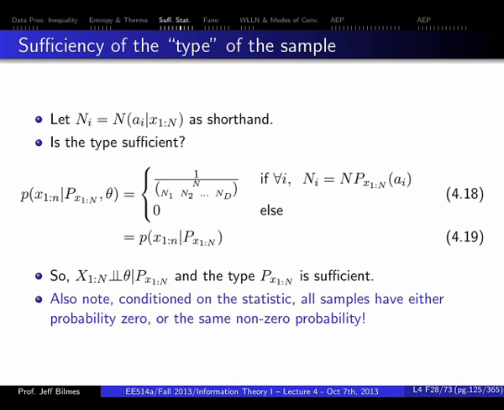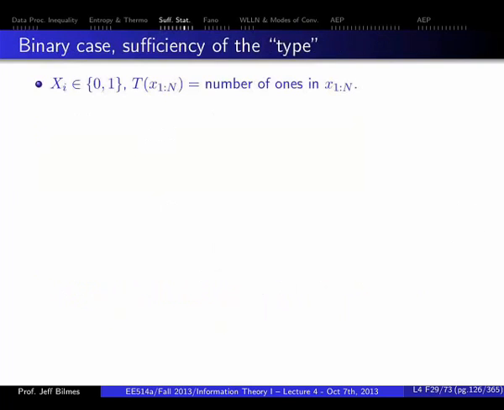Like if you flip a coin 100 times, every possible sequence of 100 flips that has 15 heads and 85 tails has the same probability, regardless of where those heads lie in that sequence of flips, right? So what really matters is not where the heads are. What matters is how many heads there are in the sample. So we saw in the binary case that it's sufficiency of the type.